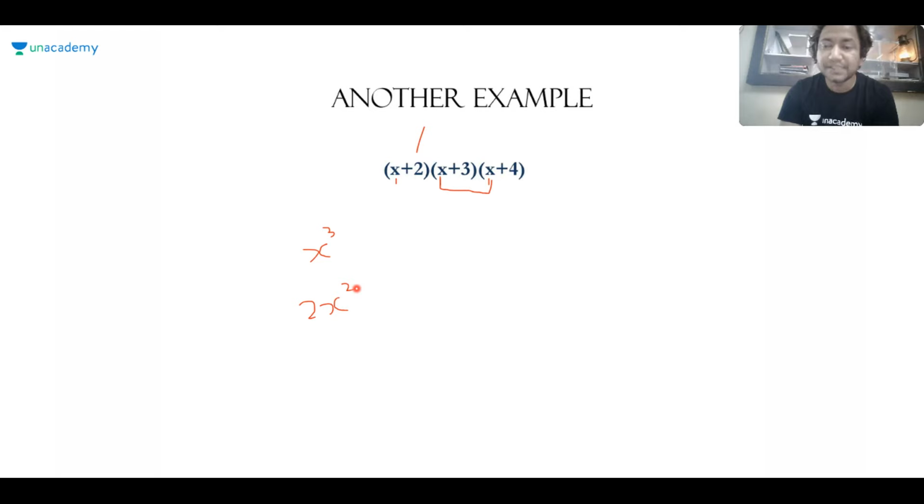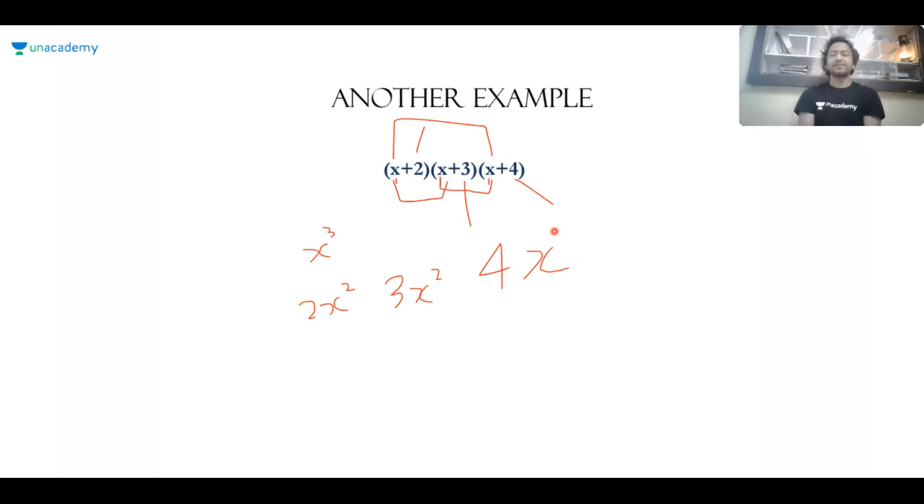Now I'll choose the variables from the first and third bracket and constant from the second bracket. That makes it 3x square. Similarly, I'll choose the variables from the first two brackets and constant from the third bracket, which makes it 4x square. This is how we'll do it slowly and steadily. But once we have practiced that, we can do it within seconds in our minds. It is very simple.